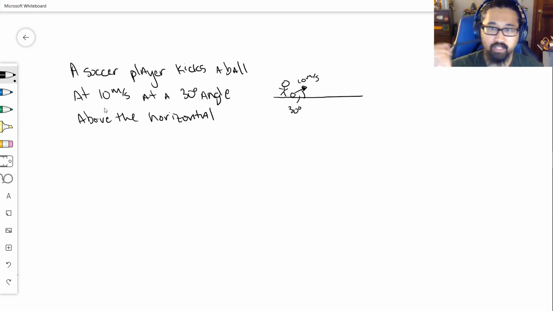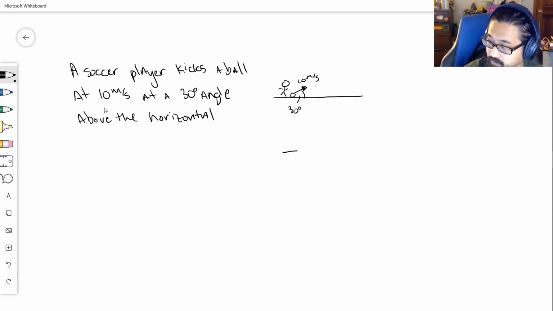This player is not kicking the ball straight this way and not kicking the ball straight this way. It's at this angle. I need to take that angle and break it up into stuff going this way and stuff going up and down, because that's what I know how to analyze. I know how to look at information when it's just sideways or when it's just vertical. But I don't want to deal with this angle. I want to deal with this angle as few times as possible.